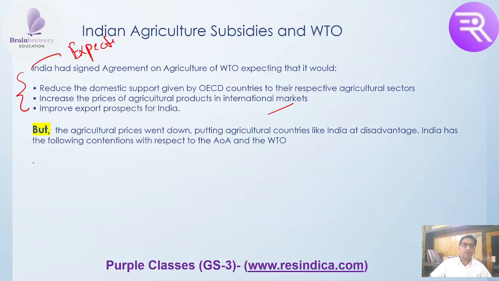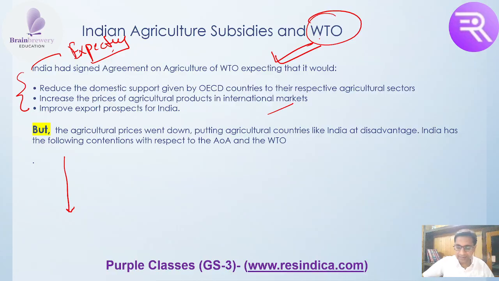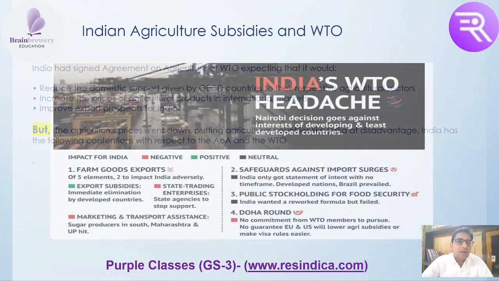India was expecting all these things, but what happens? All of a sudden, the prices of agriculture go down because products from outside flooded our market, and because of that, the price of the product goes down. This was India's disadvantage, and that is why India is still asking for reformation in the WTO, and India is asking that the developed world has to be treated in a different way, and developing countries have to be treated in a different way.